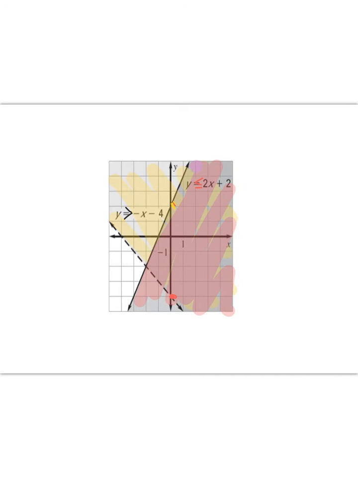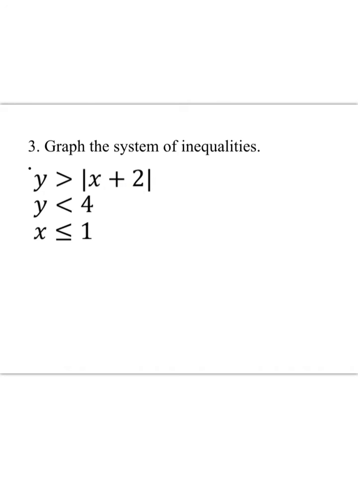And so you can see that this area here is the common shaded area, and that's the solution to our system. Now this is a system with 3 inequalities, which is okay. We're just going to follow the same exact steps, so we're going to graph all 3 of them and find the common shaded area. It's okay if you don't remember how to graph absolute value inequalities, but I want you to think about how would you graph this second inequality and this third inequality. So take a second to pause the video and think about how you would graph that.